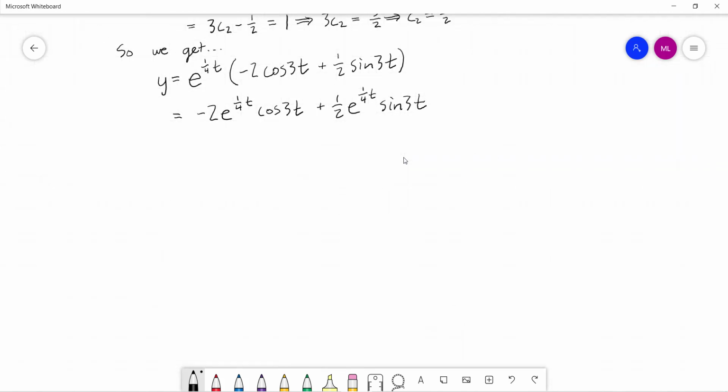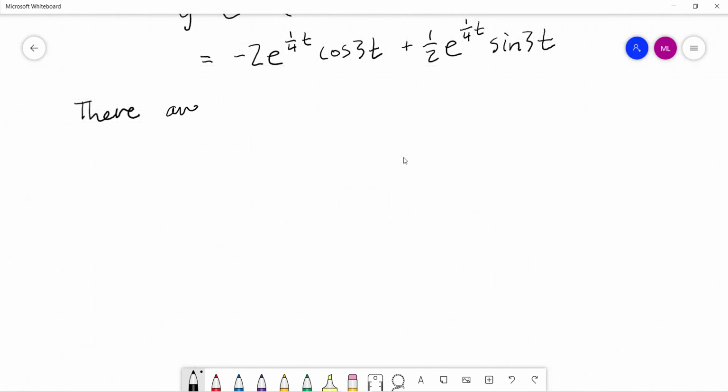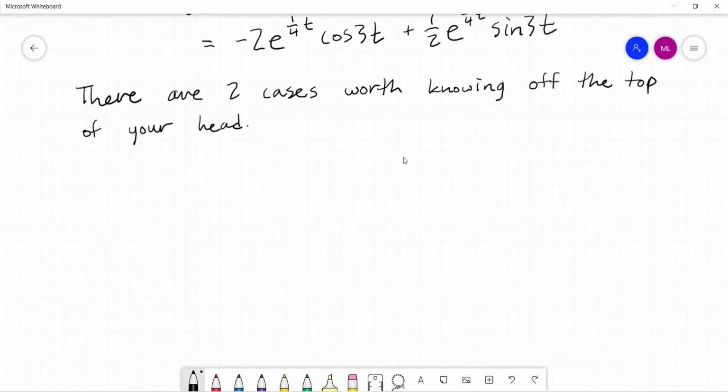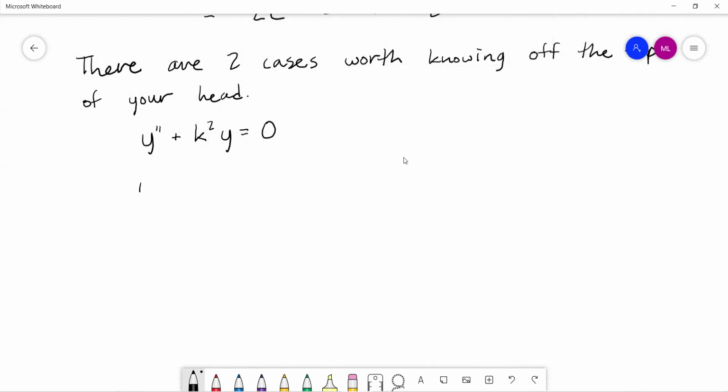The last thing that I want to just mention is that there's really two cases that are worth knowing kind of off the top of your head. So back to general theory stuff. There are two cases just worth knowing off the top of your head. One of them looks like this: y double prime plus k squared y equals 0. And one of them is y double prime minus k squared y equals 0. In these two cases, if you went and basically solved for your characteristic equation, you'll get lambda squared plus k squared equals 0 here, or lambda squared minus k squared equals 0 for this one.